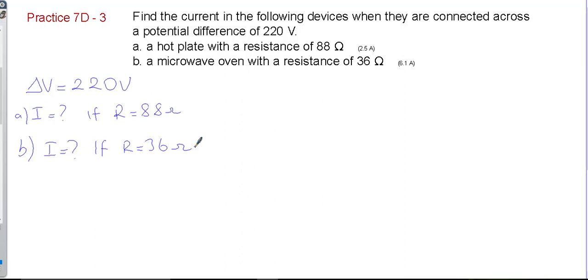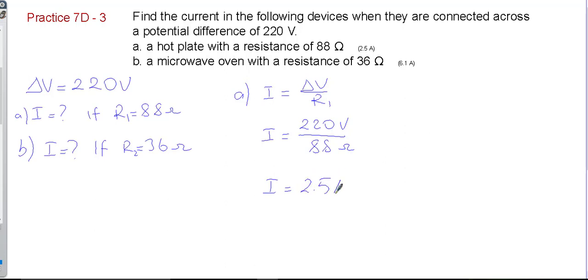So in each I wanted. A, I is equal to delta V over R. Here I will say R1, because for section A it's better to say R1 and R2, because R changes for each case. Then I is equal to potential 220 volt divided by R1, 88 ohm. Then I will be 2.5 ampere.